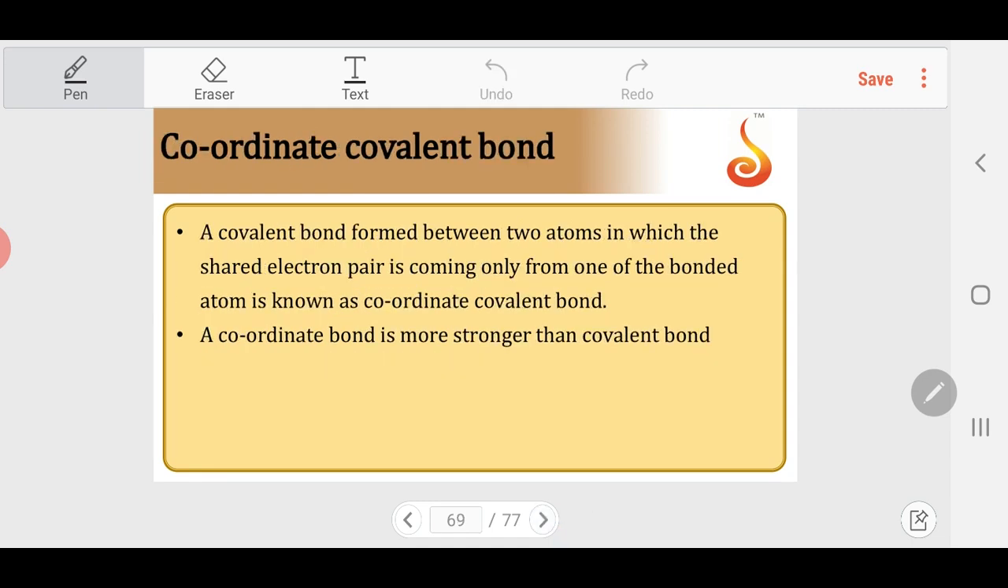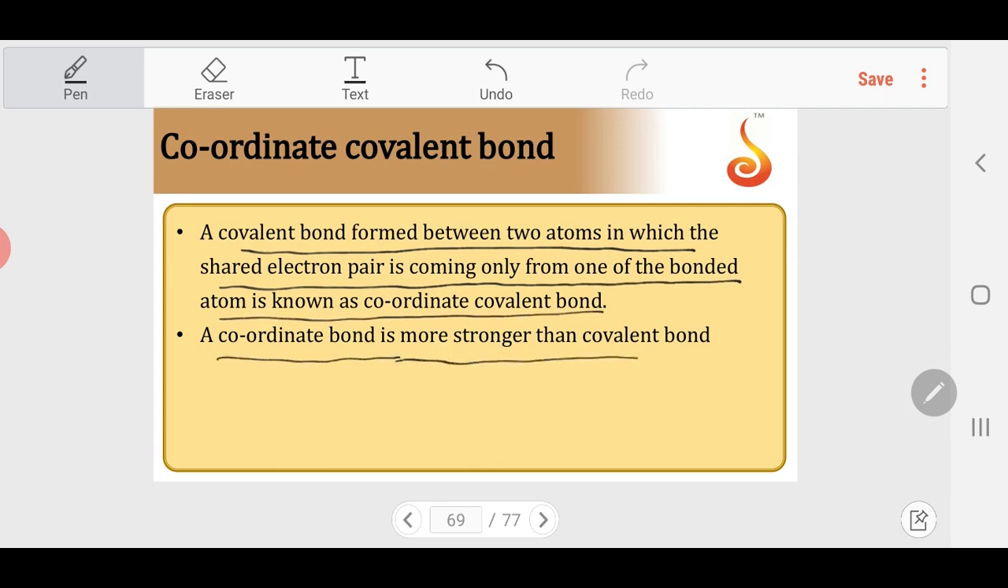Coordinate covalent bond. It is also a covalent bond. The only difference between a covalent and a coordinate bond is that the shared electron pair comes from only one atom. So a covalent bond found between two atoms in which the shared electron pair comes from only one of the bonded atoms is called a coordinate covalent bond. A coordinate covalent bond is relatively stronger than a covalent bond.